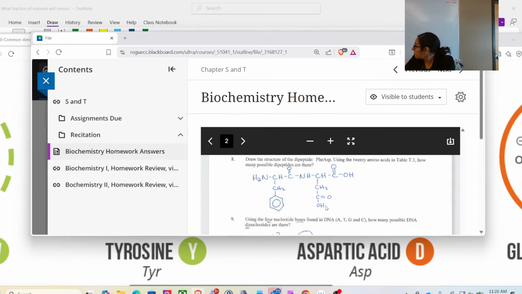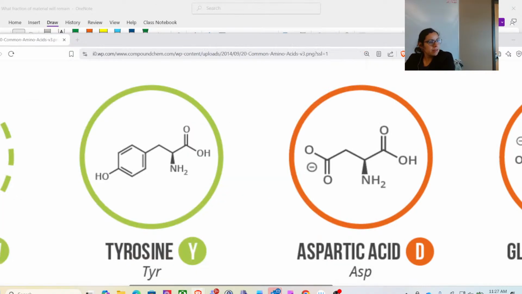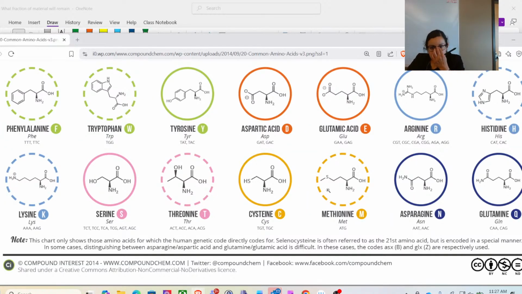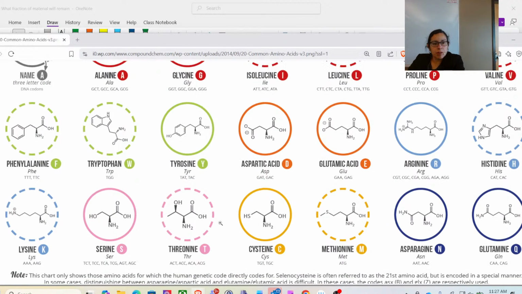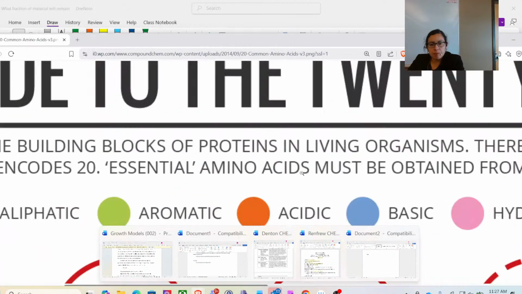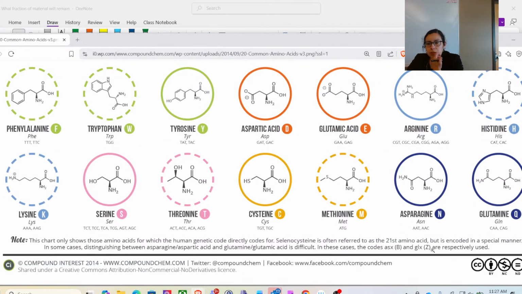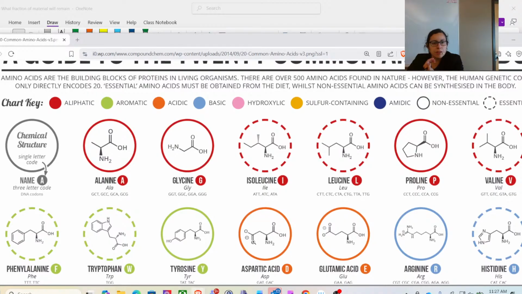So no, it doesn't matter if you draw it with the proton or deprotonated. Just do keep it as a carboxylic acid here, so we can see. Does that clarify that and make sense for everybody? That applies to any of these amino acids. I think we looked at them last week. I'll try to point them out again, the ones that are pH dependent.